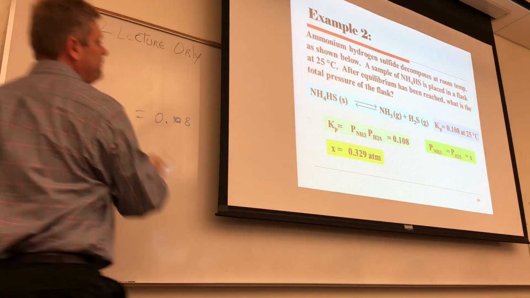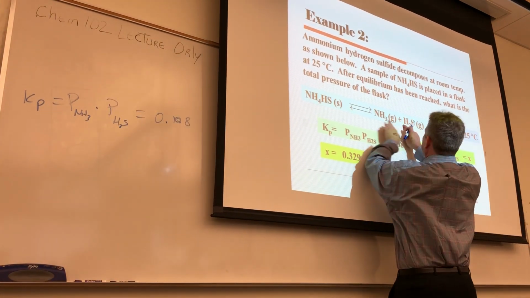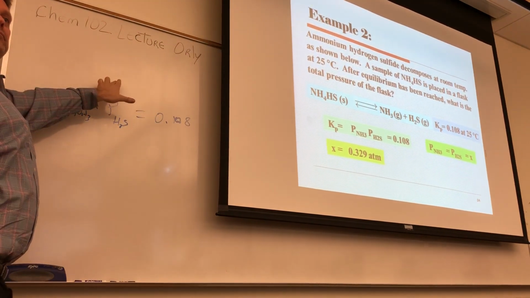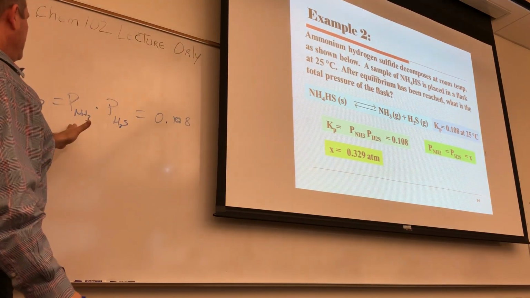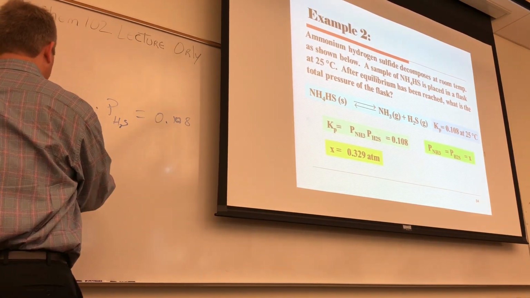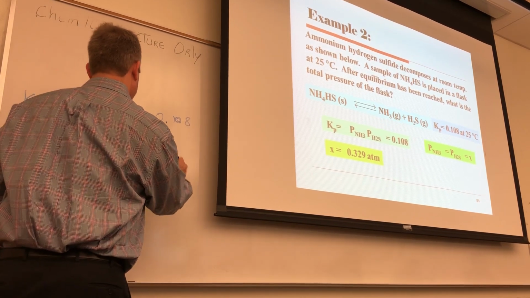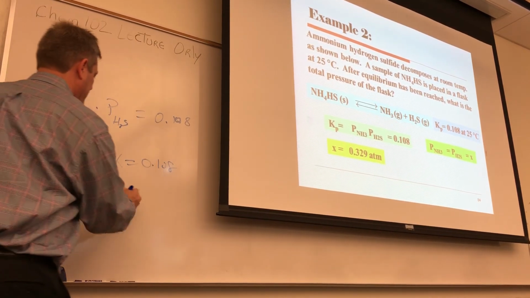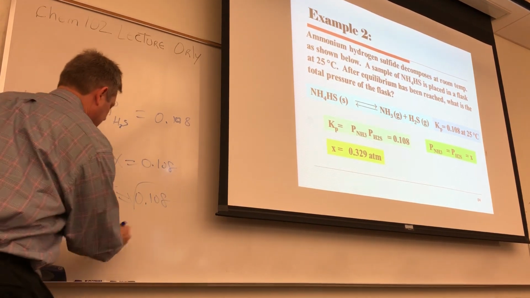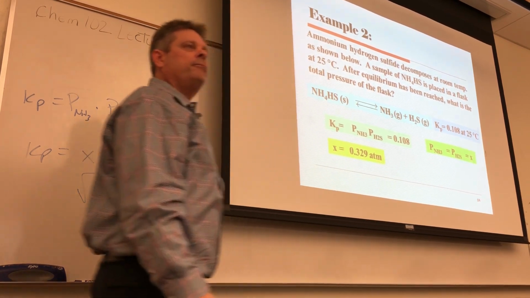Where did I get this from? I got that from this equation, which is why I need to know this. This is 1, which is why these don't have any exponents on them. Otherwise I'd have exponents. So then I say, well, this is X and X, 1 and 1s, right? So Kp is equal to X times X equals 0.108. That's the same thing as X squared equals 0.108. And if I take the square root of both sides, X is now equal to 0.329.